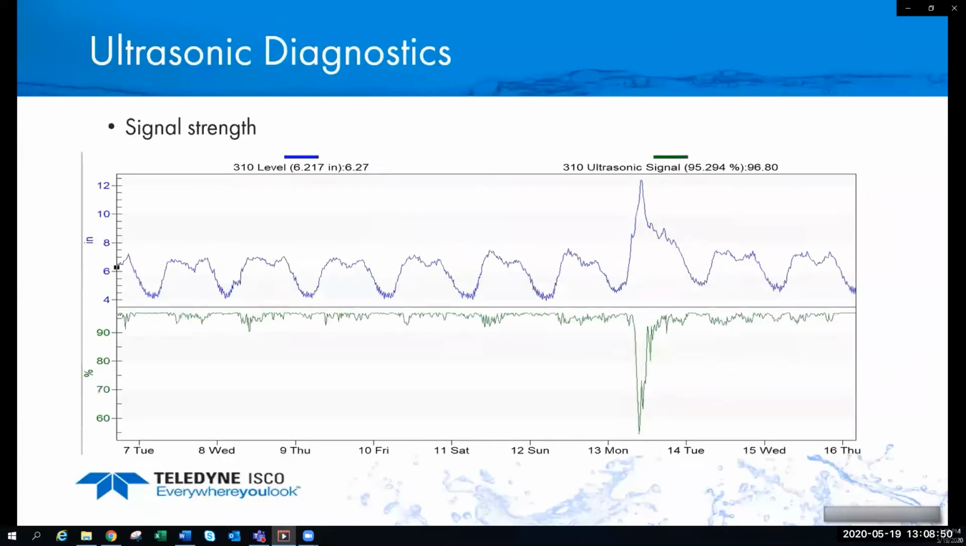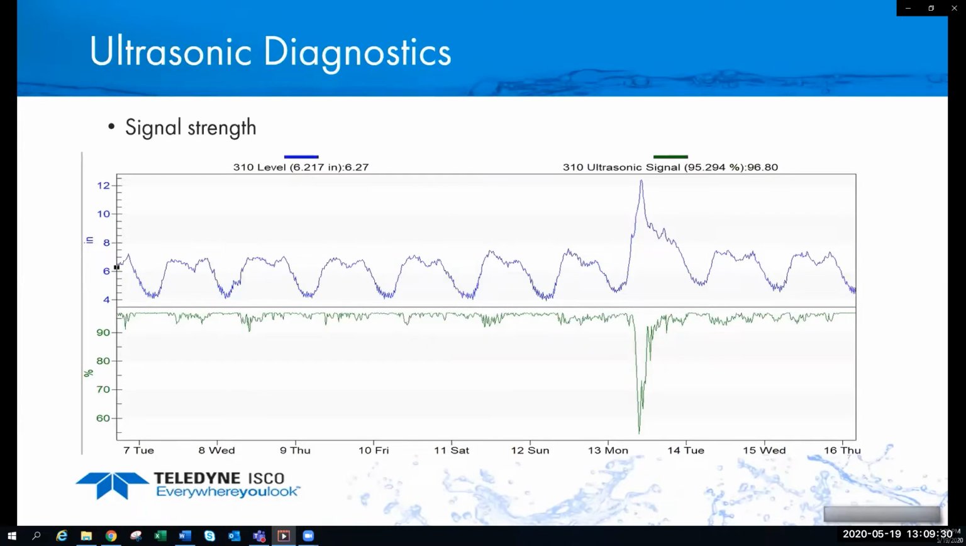Now what that looks like is this graph here. We're showing our level, the normal diurnal pattern going up and down throughout the day. And you'll notice the graph in green is the ultrasonic signal strength. Now, ideally, you want that signal strength to be in the 90% range, indicating you're getting a great return signal, as we are on this graph. But look closely, and what you'll notice is that as the level increases, the ultrasonic signal strength starts to drop a little bit, indicating that it's picking up a little bit more surface turbulence every time the water level increases.